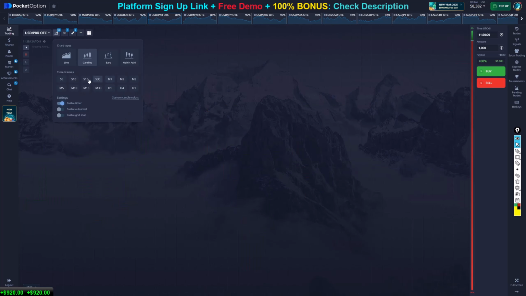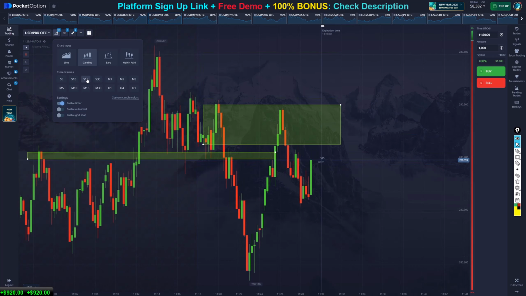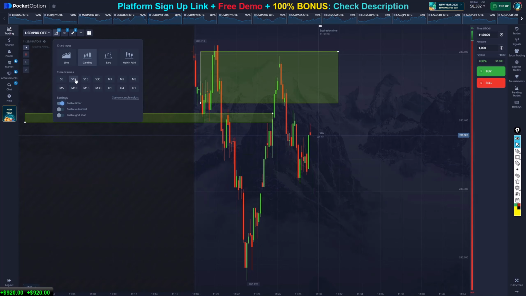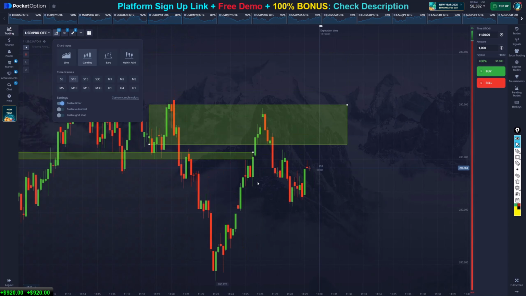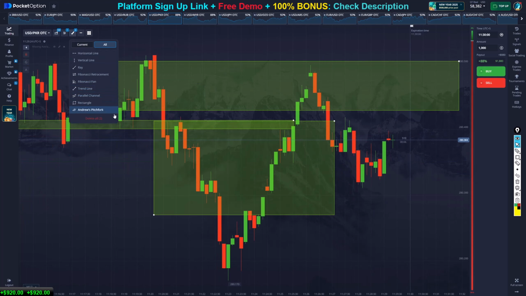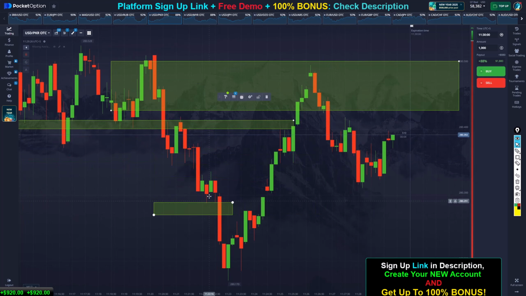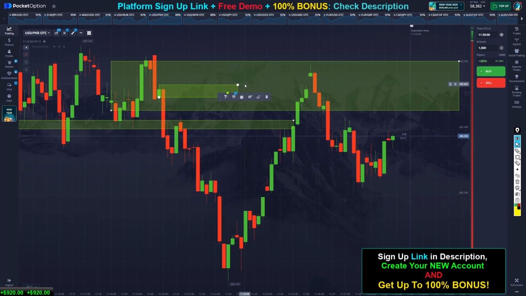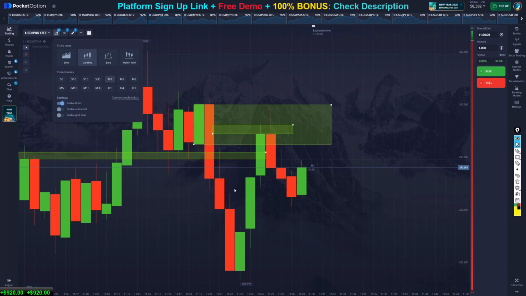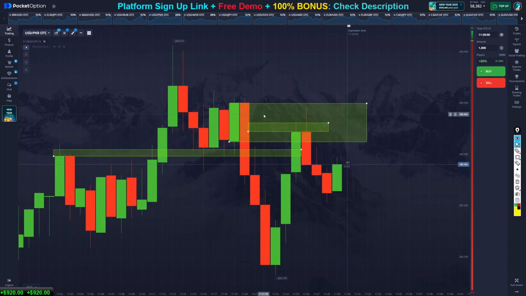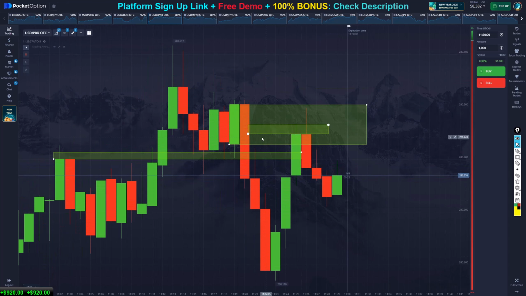Let's go to lower time frame. See, I don't see anything here yet, so I will just keep going until I see something. All right, I see the entry right here. Go back to 1 minute. All right, so this is how it would work. The moment the candle comes inside the zone, you enter the trade.